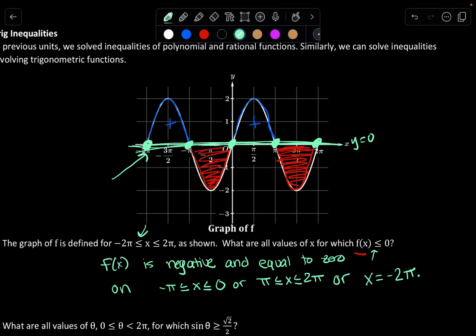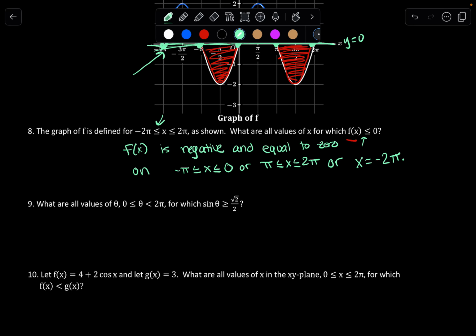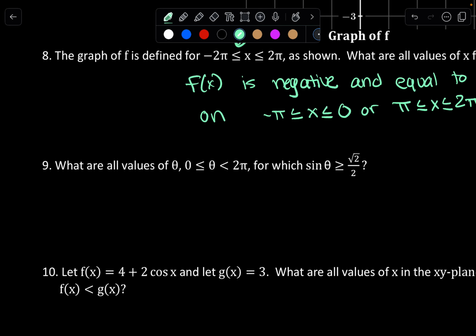Number 9, what are the values of theta for 0 to 2 pi? So now 2 pi is non-inclusive, for which sine of theta is greater than or equal to the square root of 2 over 2. So we have sine theta is greater than or equal to the square root of 2 over 2. So what I want to start with is we are talking about a very particular interval on our unit circle. So we have our unit circle here. That is not a circle. Let's try this one.